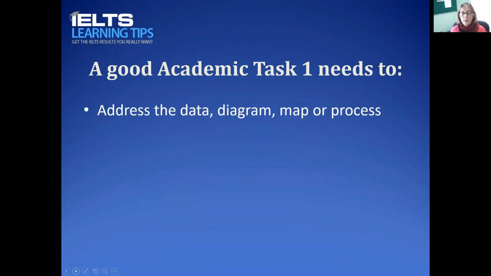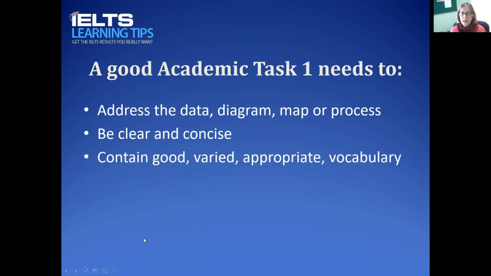So you must address whatever you're given, which could be data, it may be a diagram, a map, or a process. It must be clear and concise. I usually say to my students, if you're thinking about task 1, imagine that you're writing this description for somebody that just doesn't have time to look through all the data themselves. And so they want you to give a summary of what is going on and the main points. And if you think about the examiner in those terms, then I think it gives you an idea of how to write it so that the examiner can look through and say, okay, yes, I see, this is basically what's going on in this data.